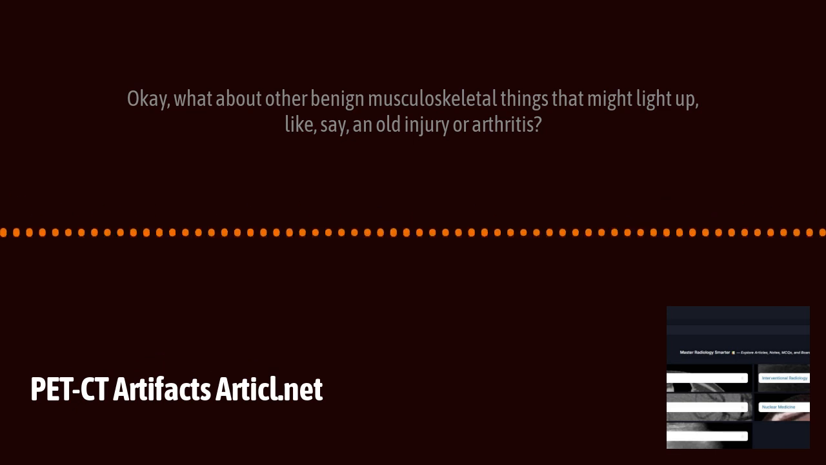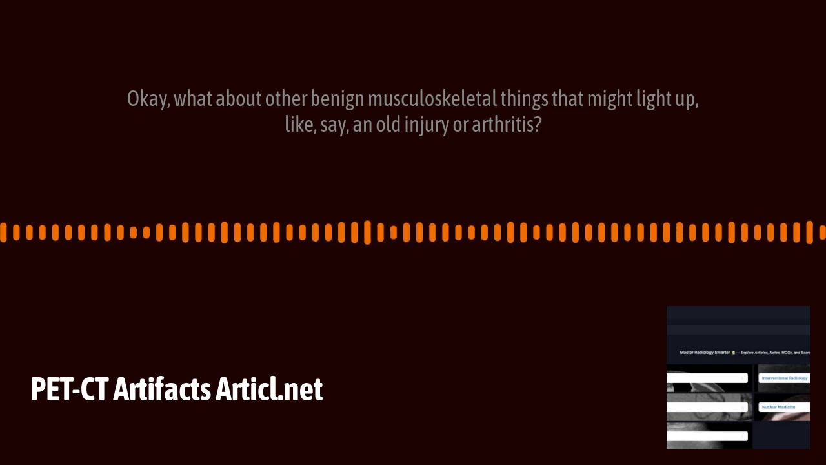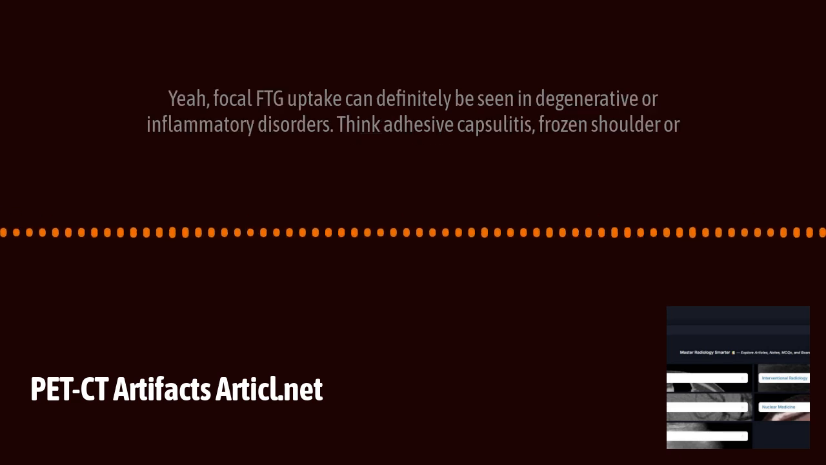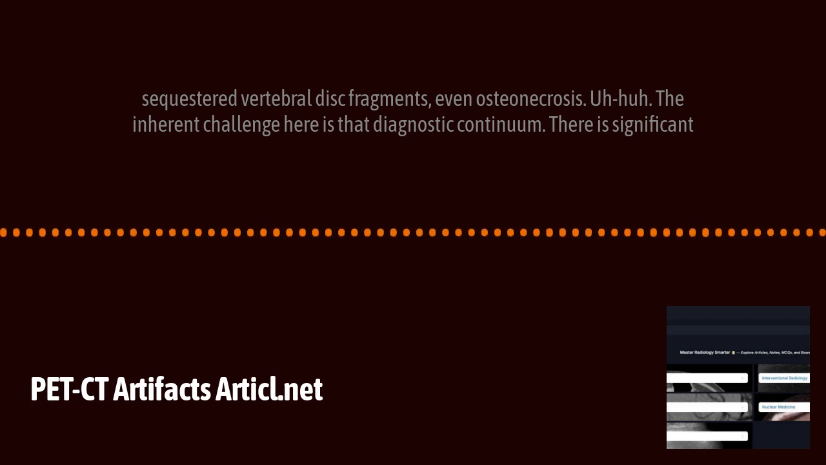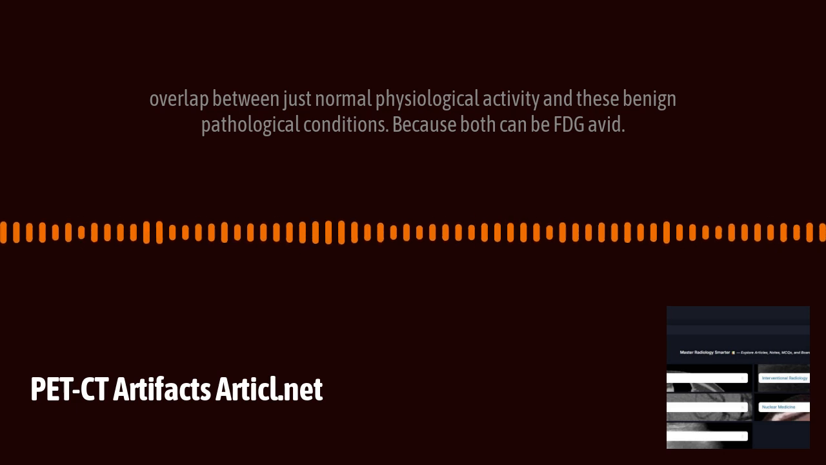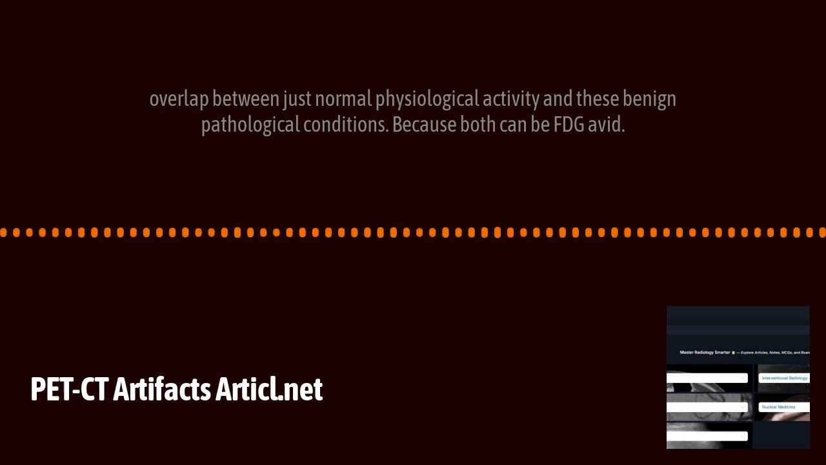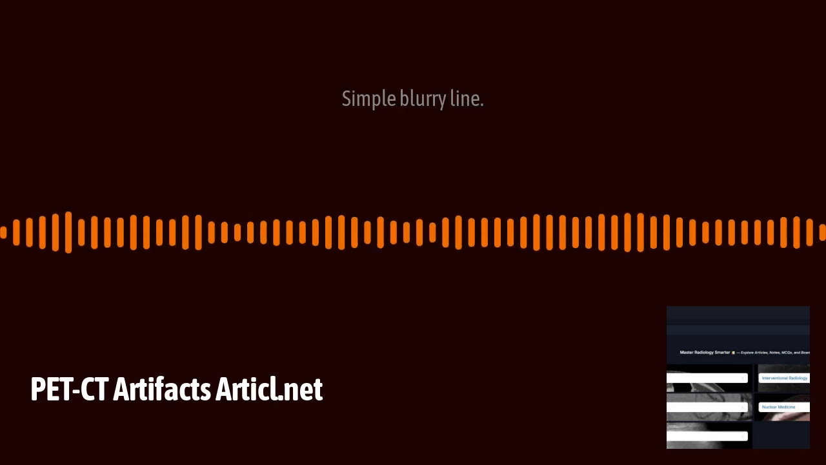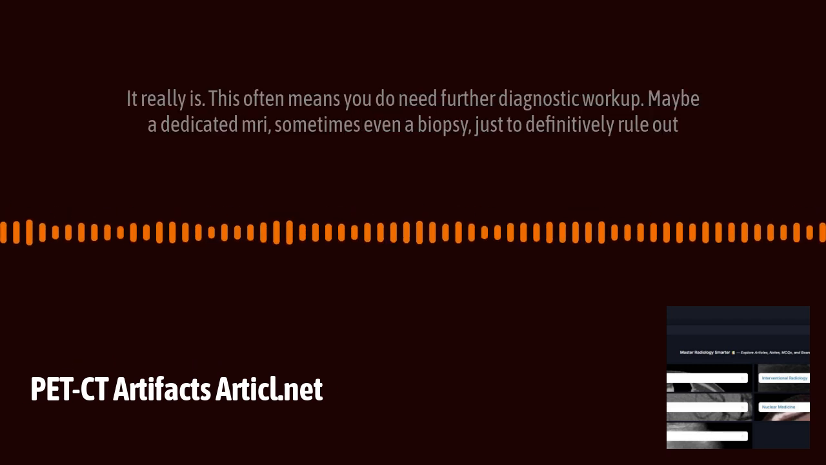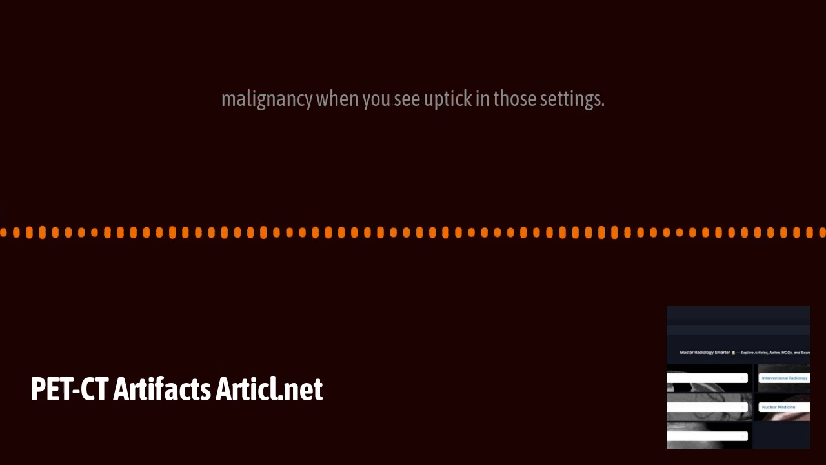Okay. What about other benign musculoskeletal things that might light up, like, say, an old injury or arthritis? Yeah, focal FDG uptake can definitely be seen in degenerative or inflammatory disorders. Think adhesive capsulitis, frozen shoulder, sequestered vertebral disc fragments, even osteonecrosis. The inherent challenge here is that diagnostic continuum. There is significant overlap between normal physiological activity and these benign pathological conditions because both can be FDG avid. The blurry line. It really is. This often means you do need further diagnostic workup, maybe a dedicated MRI, sometimes even a biopsy, just to definitively rule out malignancy when you see uptake in those settings.